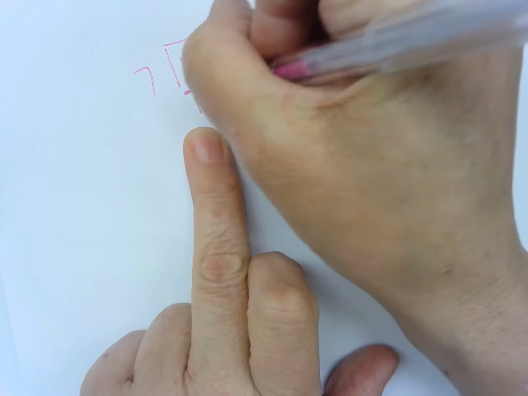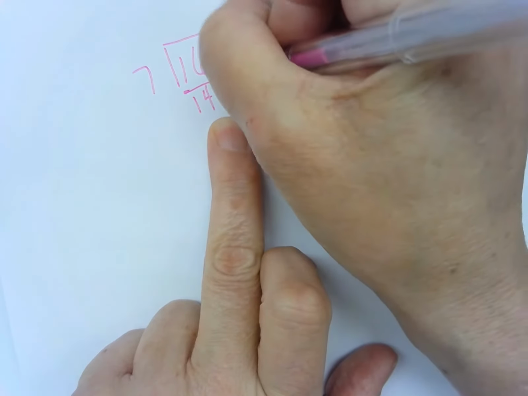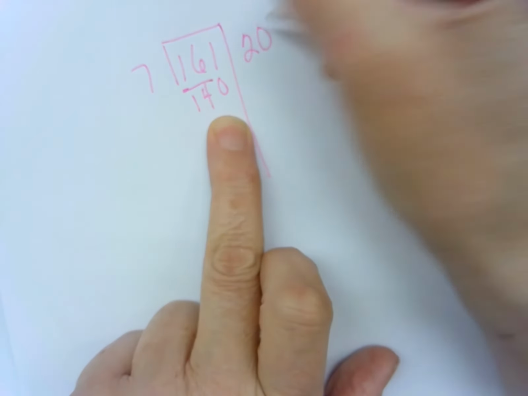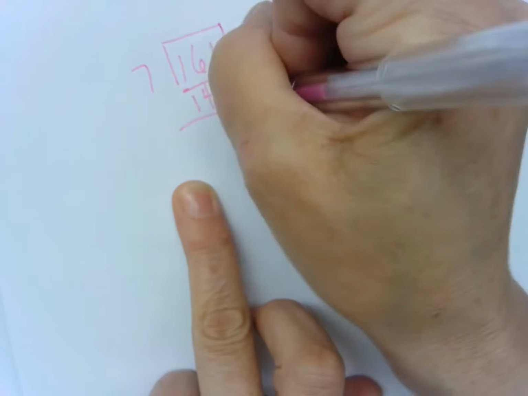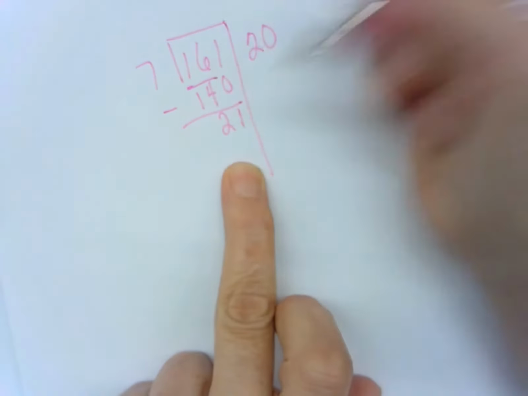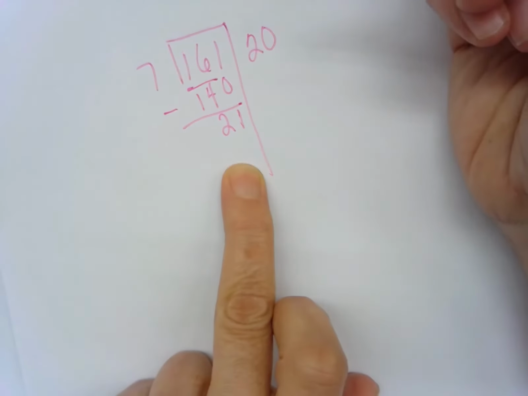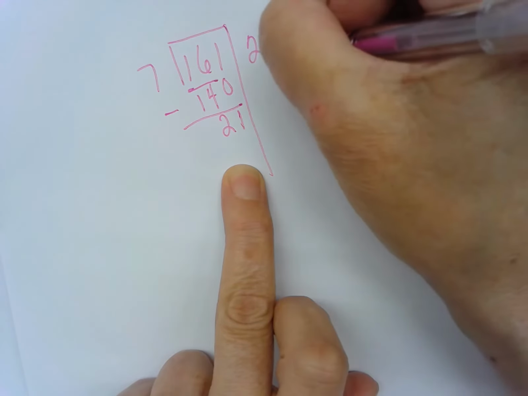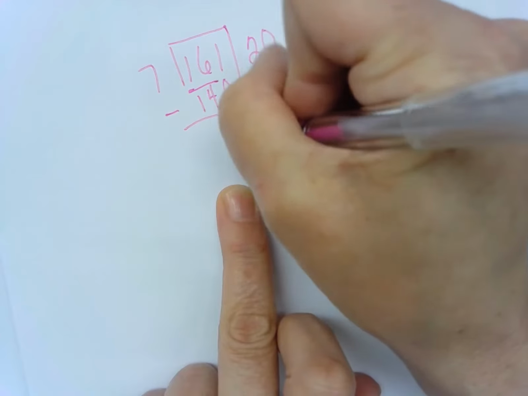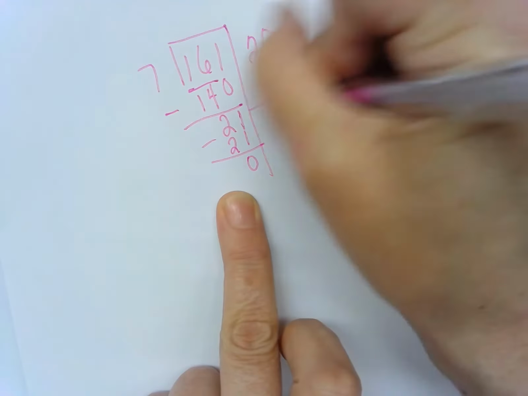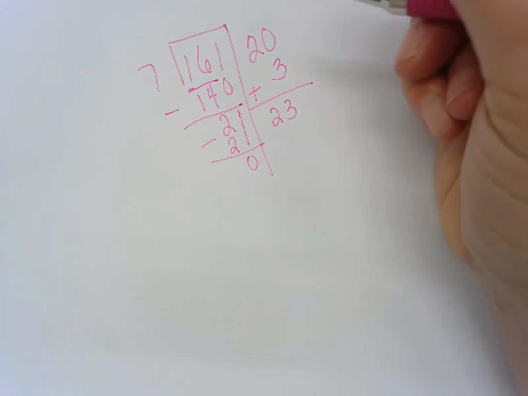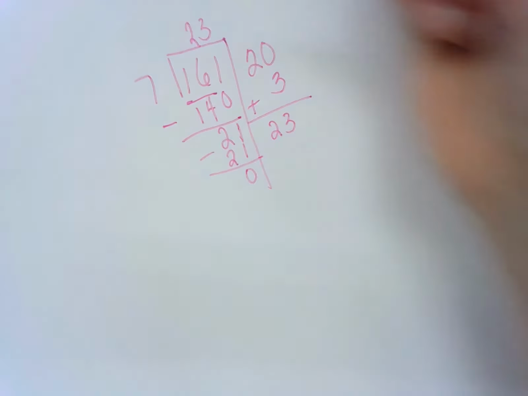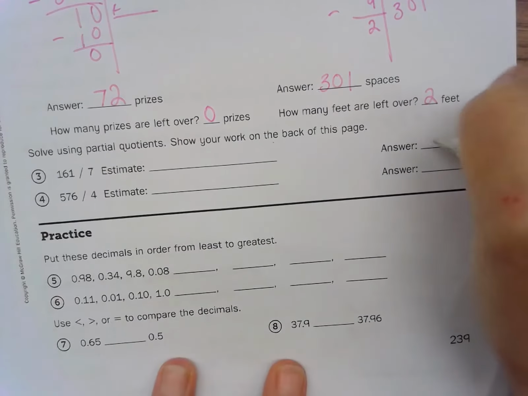2 times 7 is 14. And then I need a 0 here for the space. Add a 0 here. Subtract. At 21. 7 goes into 21 3 times. 3 times 7 is 21. No remainder. 20 plus 3 is 23. So our answer is 23.